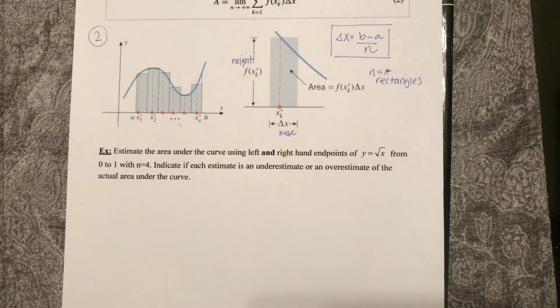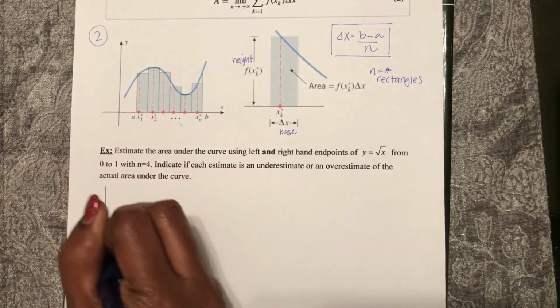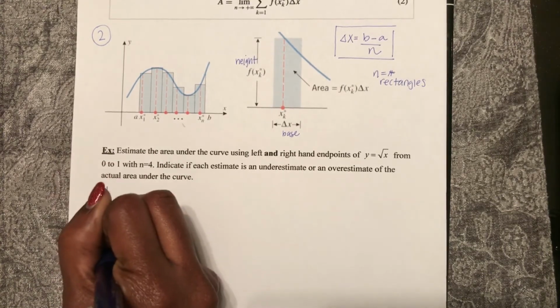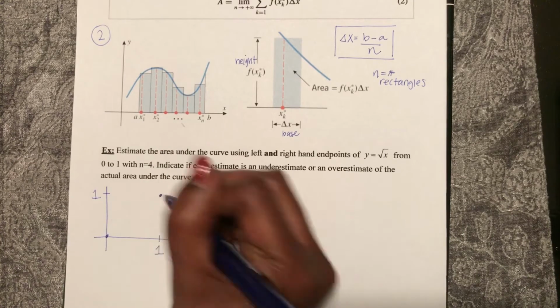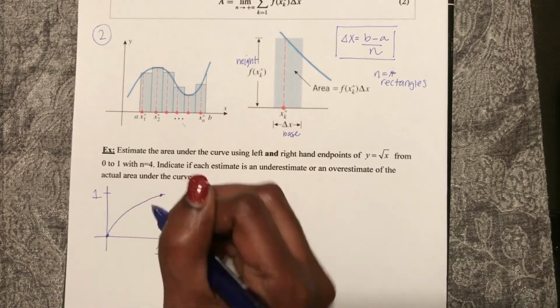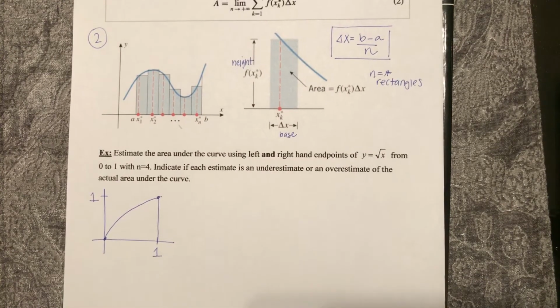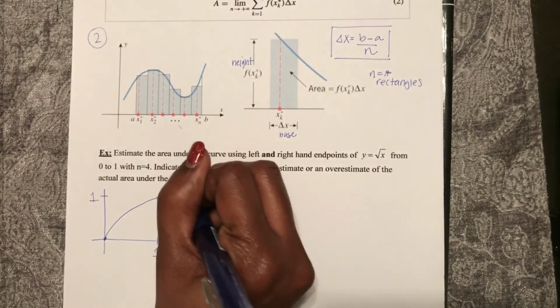So as we get more practice with these Riemann sums, we won't need to do a sketch. But to start us off, let's sketch what's going on and figure out what we're trying to find. So first, we have the curve square root x from 0 to 1. I know that goes through 0, 0, and it goes through 1, 1, and we're looking for this area under the curve. So this is y equals square root x.